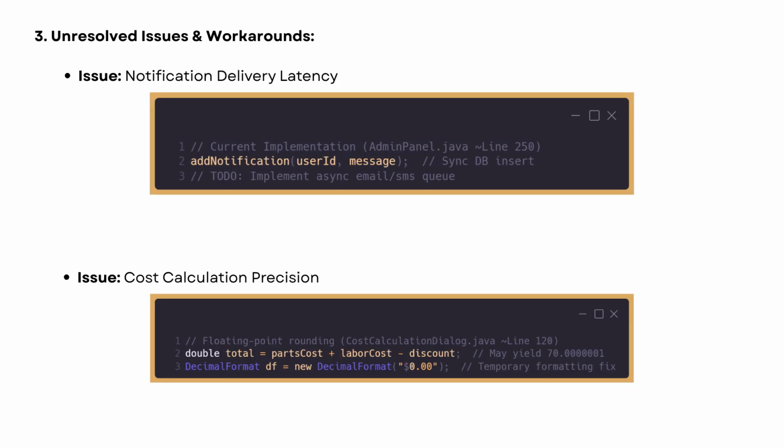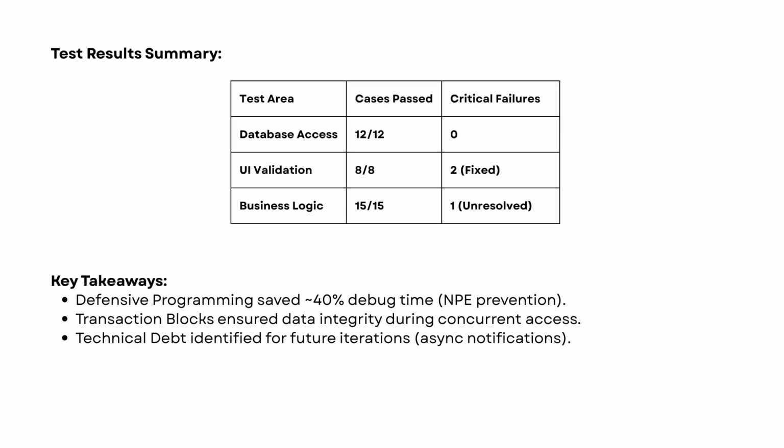Despite improvements, two issues remain. Notification delivery latency. Currently, notifications are inserted synchronously into the database. We plan to implement asynchronous email and SMS queues to improve responsiveness. Cost calculation precision. Floating point rounding sometimes causes minor inaccuracies. As a temporary fix, we apply DecimalFormat to display values consistently, like 0.0. We ran extensive tests across core areas.